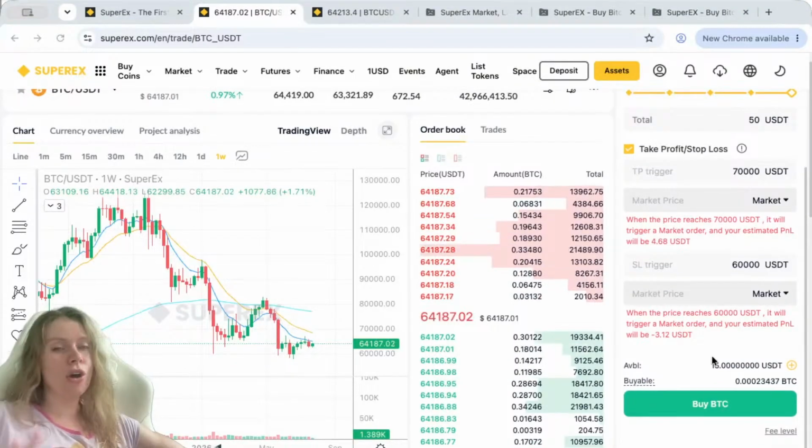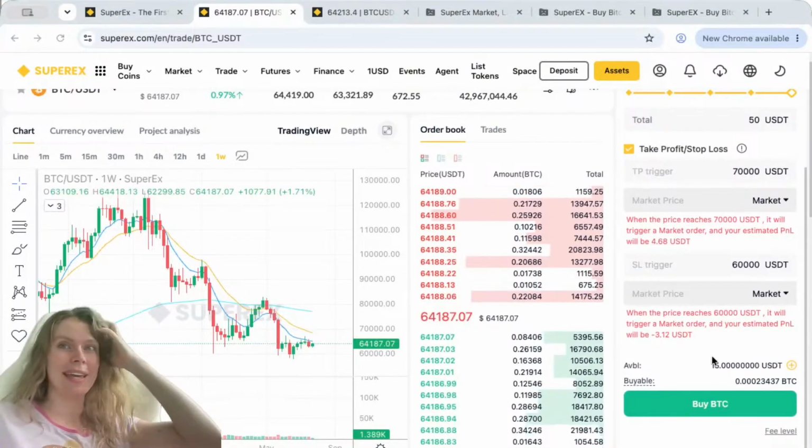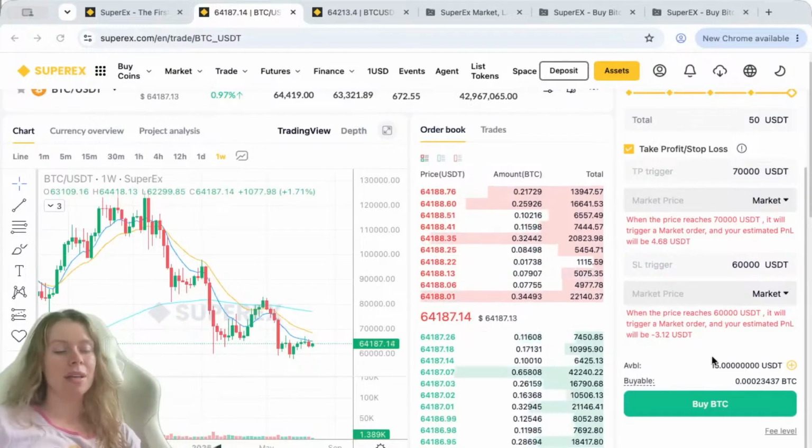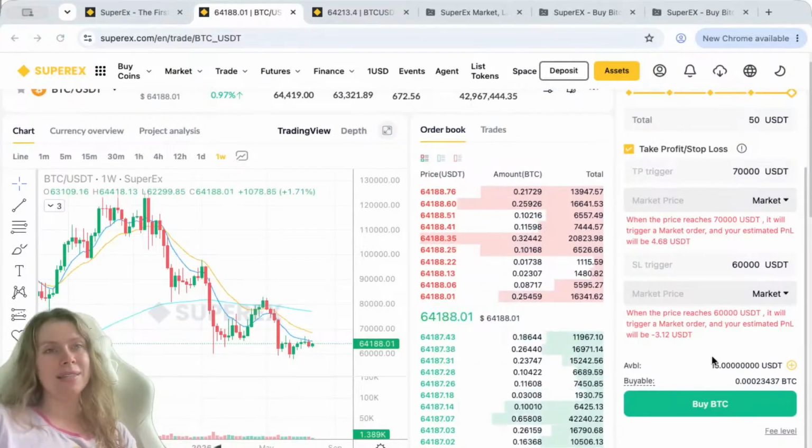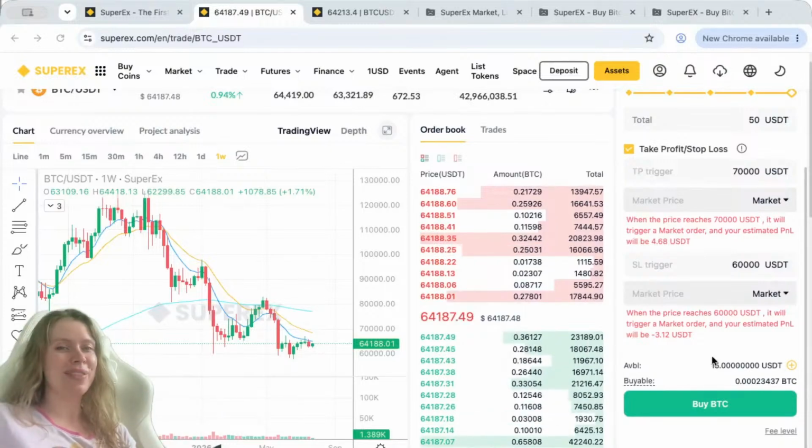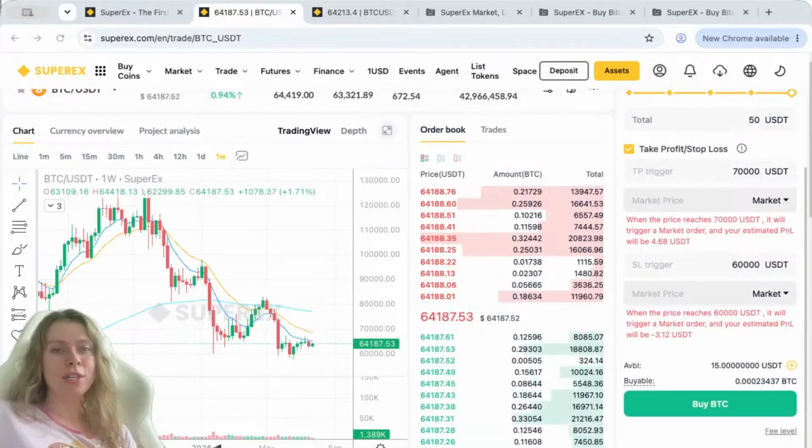So ideally, if I was making a 50 USDT order, I would have at least 70 still in my account, so I'd have a little bit of leg room if things did not work out. But yeah, once you double check that you've got the correct amount of funds, then just hit that big green beautiful button and buy Bitcoin.